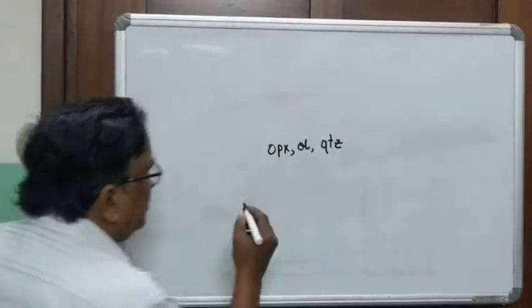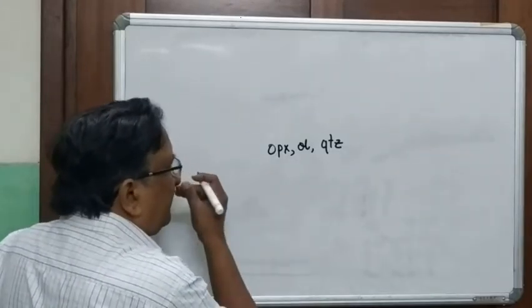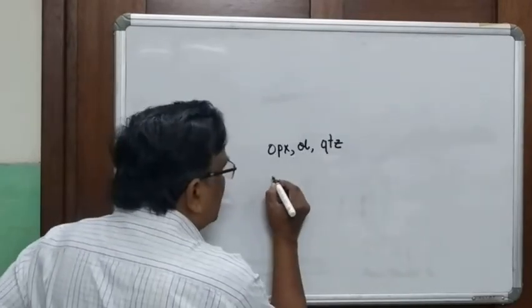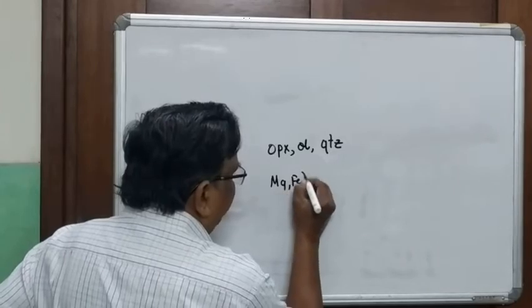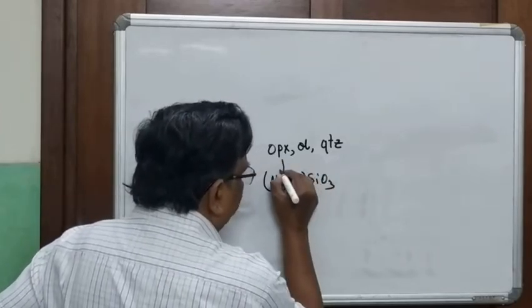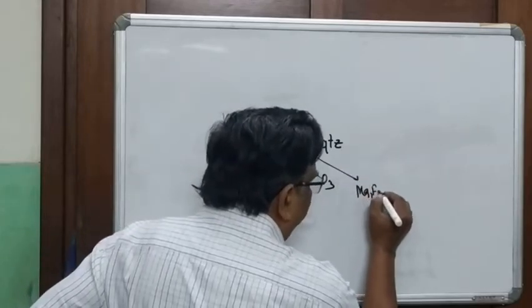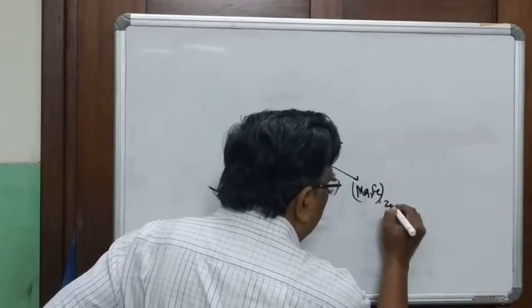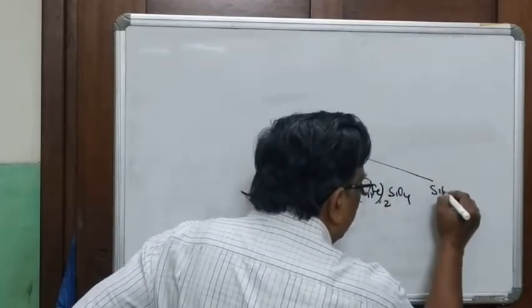Now I tell you, orthopyroxene has the formula MgFe SiO3, that's orthopyroxene. Olivine, MgFe whole twice SiO4, and quartz SiO2.